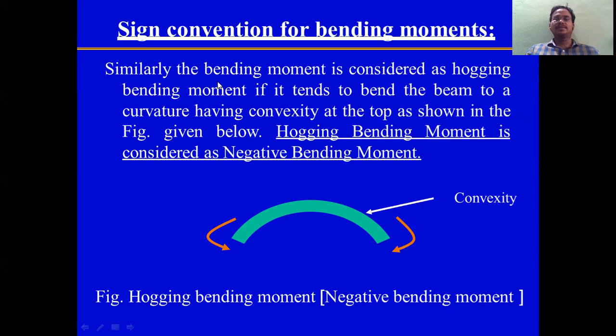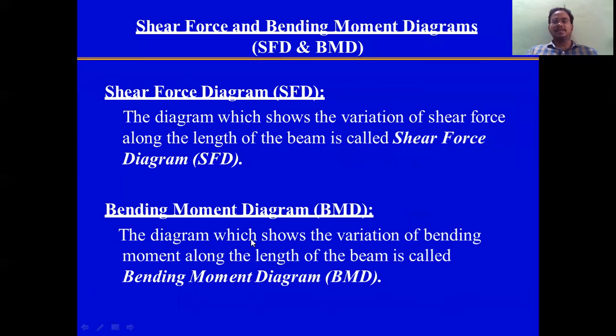Similarly, the bending moment is considered as hogging bending moment if it tends to bend the beam to a curvature having convexity at the top, as shown in the figure given below. Hogging bending moment is considered as negative bending moment. Next, shear force and bending moment diagrams. Shear force diagram: it shows variations in shear force along the length. That is the shear force diagram.